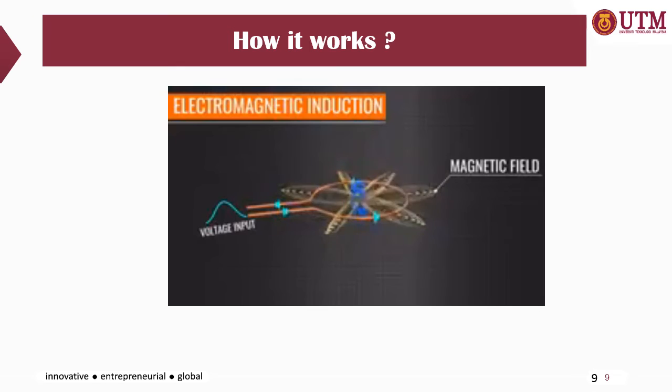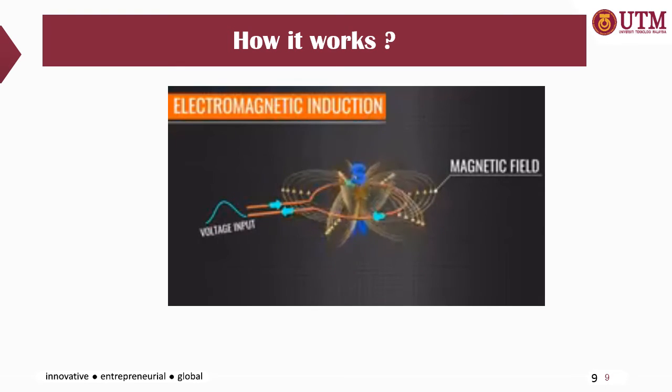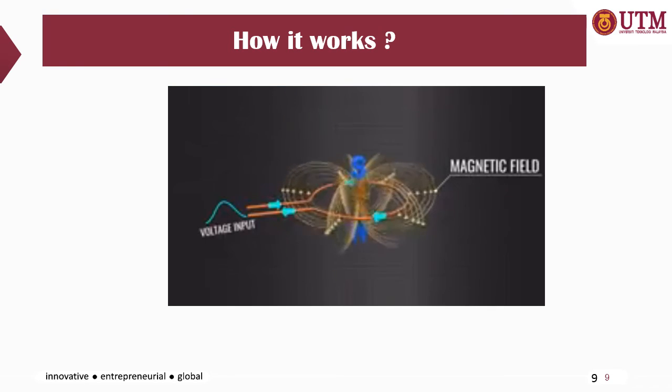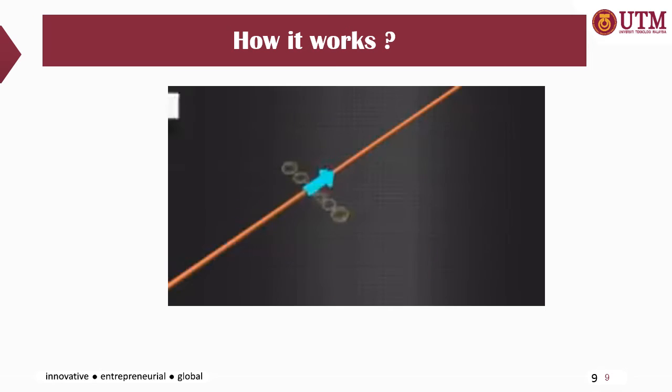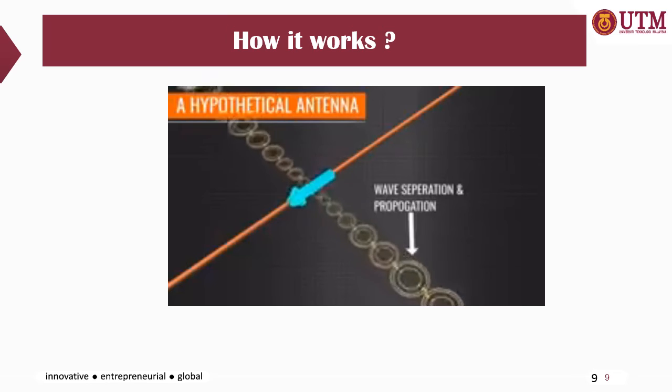However, this fluctuating field around the source is of no use in transmitting signals. The electromagnetic field here does not propagate. Instead, it just fluctuates around the source. In an antenna, the electromagnetic waves need to be separated from the source, and they should propagate.